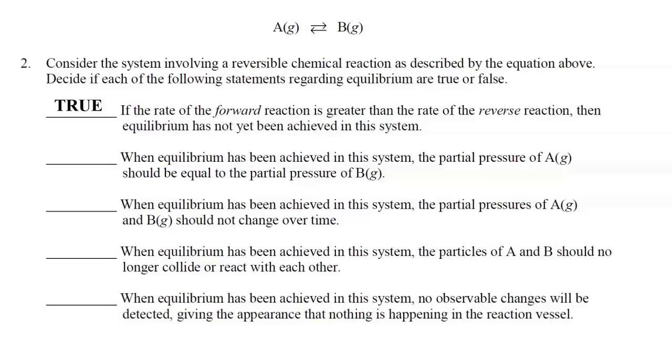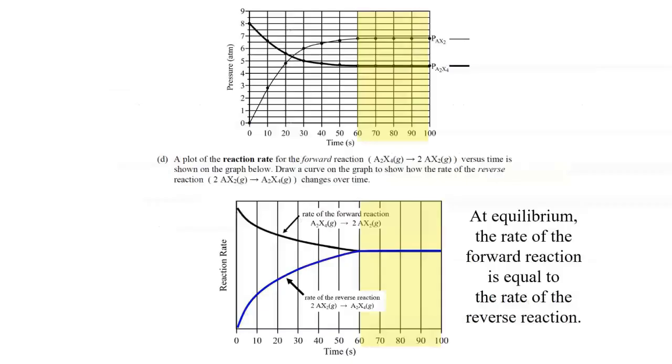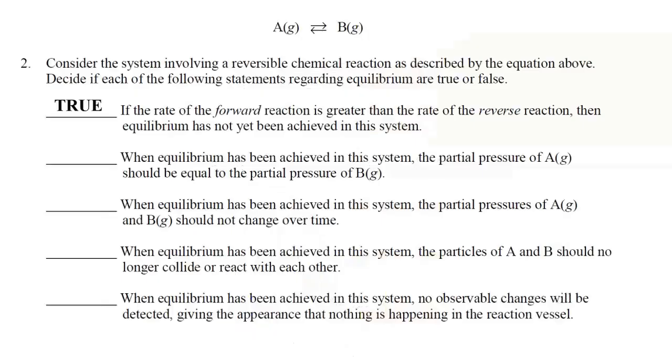The next statement says, when equilibrium has been achieved in this system, the partial pressure of A, the reactant, should be equal to the partial pressure of B, the product. And that is not necessarily true. As you can see from the graph on the top part of this slide, equilibrium was achieved, but the partial pressure of the reactant was not the same as the partial pressure of the product. So again, statement number 2 is not necessarily true, so we're going to say false.